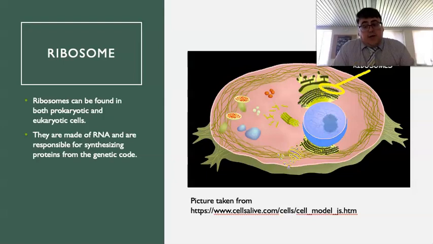Ribosomes, on the other hand, again, you would have labelled these in both plant and animal cells. They're also found in prokaryotic cells, so they're organelles, but not membrane-bound organelles. They break the rule that we can find ribosomes in prokaryotic cells. Ribosomes are made of RNA, and the purpose of a ribosome is to create proteins from the genetic code, and we'll talk about that a little bit more in future weeks.